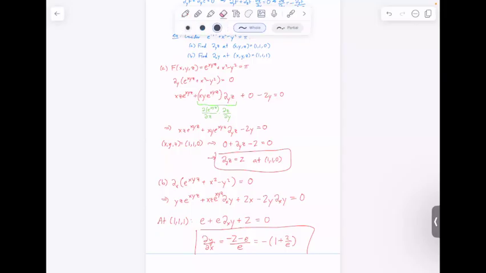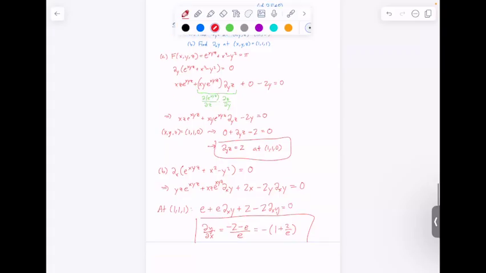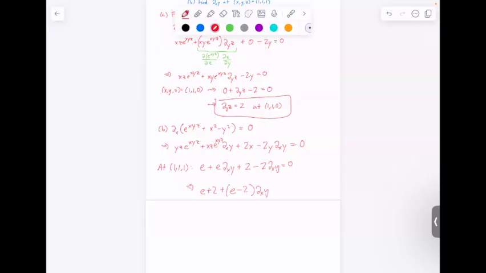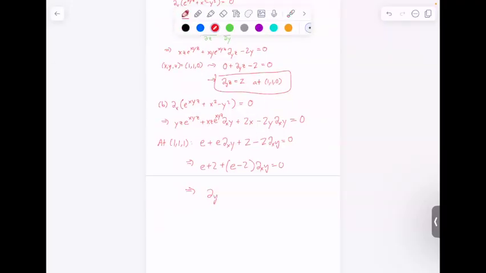Right. Okay, so now let's plug this thing in. You now have e plus e for partial x of y plus 2 minus, well, y is 1, so this is minus 2 times partial x of y equals 0. All right, so now let's clean this up a bit. This is e plus 2 plus e minus 2 times partial x of y is equal to 0, right? I just factored out the e and minus 2. This means that partial x of y is equal to minus e plus 2 over e minus 2.